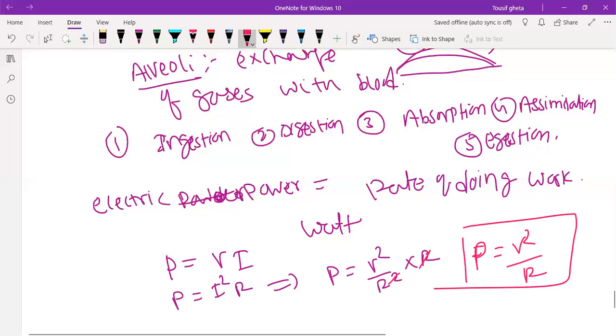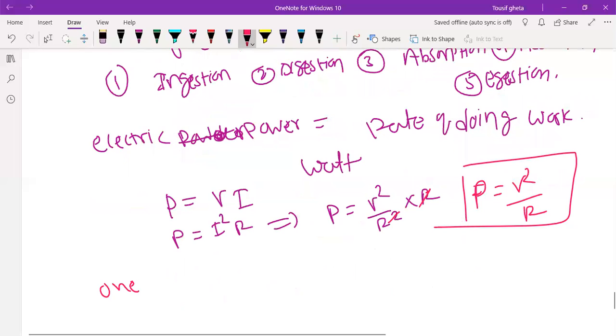What is the resistance? 1 ohm. The 1 ohm definition everyone knows. 1 volt by 1 ampere. A current of 1 ampere flows through a conductor when the potential difference of 1 volt is applied between the ends of the conductor. So this is 1 ohm. The definition is simple.